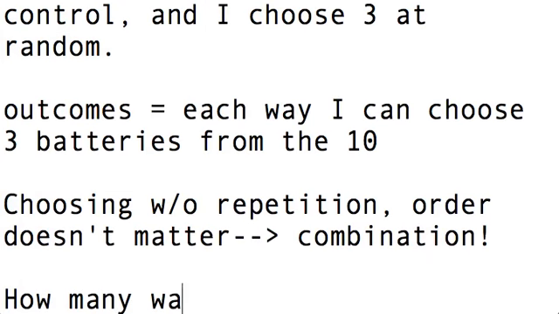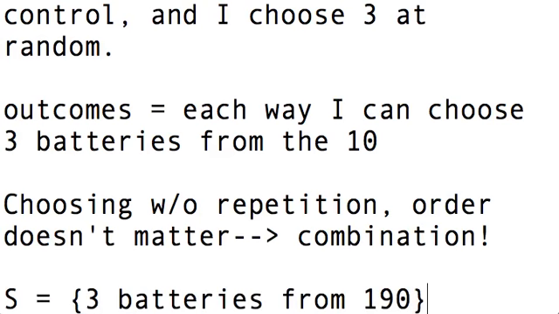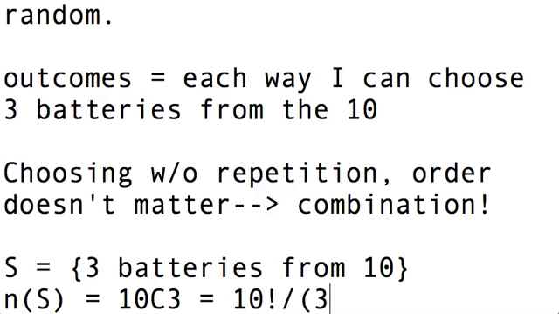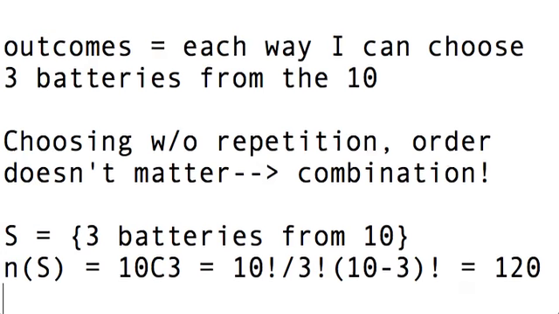So if S is the set of ways of choosing 3 batteries from 10, then the number of ways of doing this is 10C3, because I am choosing 3 batteries out of the 10. And just using my computer, this is equal to 120. Let's remember what the formula is. It's 10 factorial divided by 3 factorial times (10 minus 3) factorial. You can compute that, but for the sake of time, that's 120.